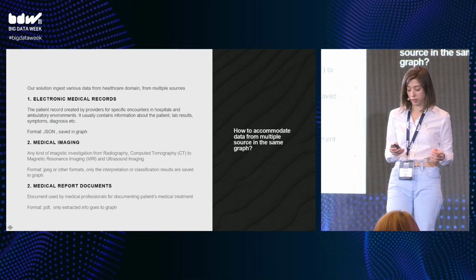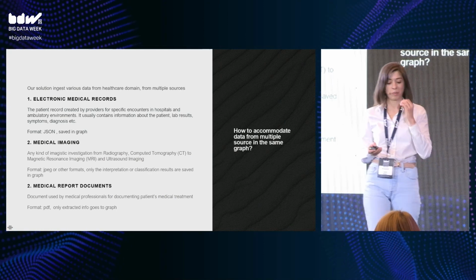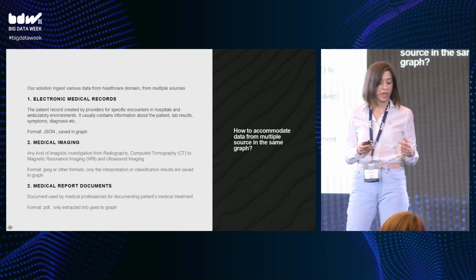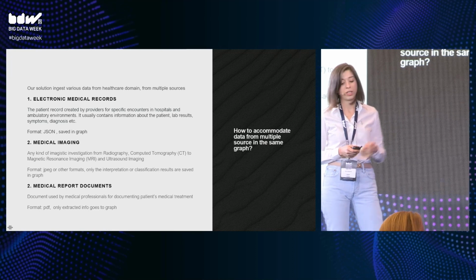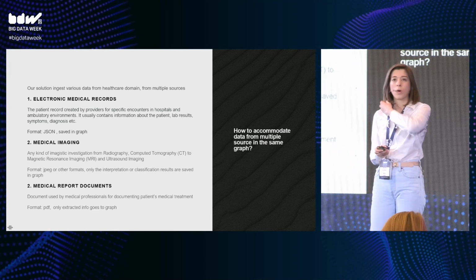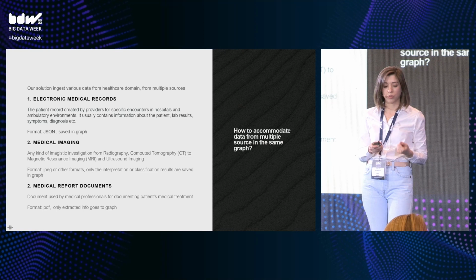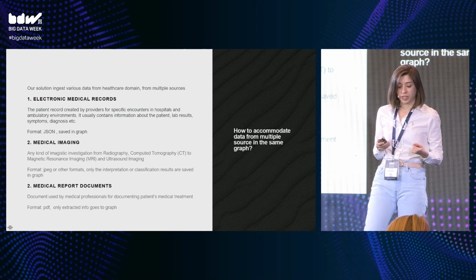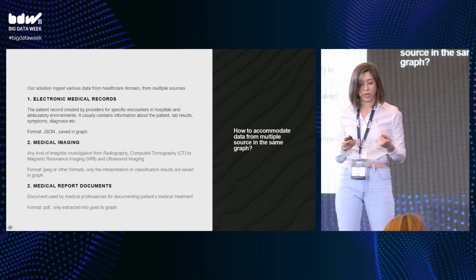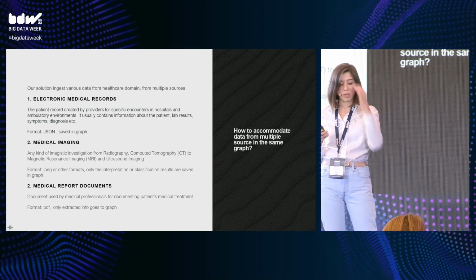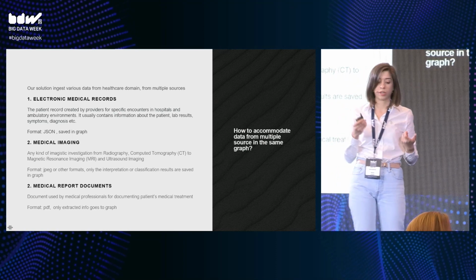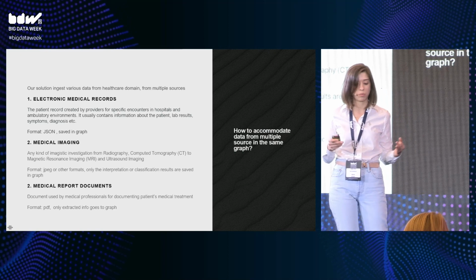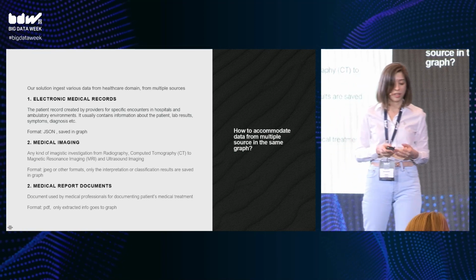And to better understand what this data is that we are working with, here is the list of it. First, we have the electronic medical records. And what are these? They are a structured format of data. We are receiving them in JSON. And they represent records of the patient created by providers for specific encounters in hospital or ambulatory environment. They usually contain information like diagnosis, symptoms, some lab results, and so on.